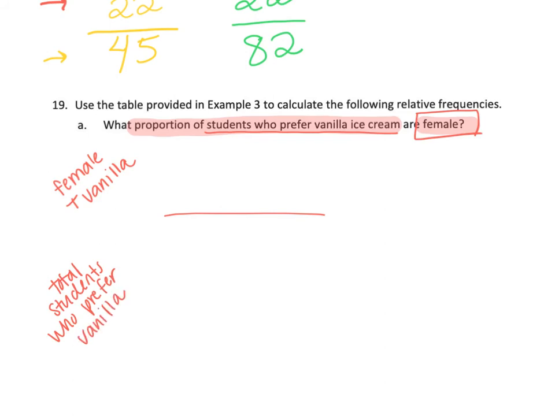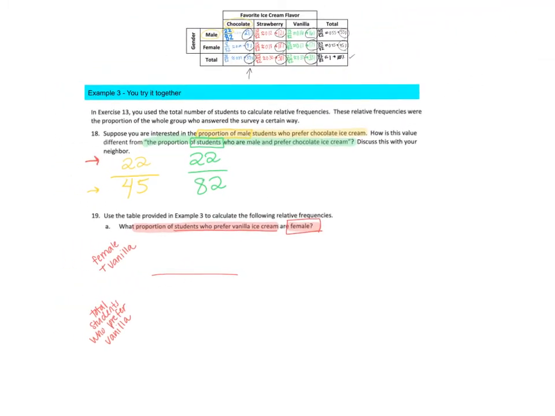Okay? And this is how we're going to calculate this relative frequency. So female and vanilla. We're looking at our female category up here and our vanilla category. How many females who liked vanilla are there? There are 14. Okay? And how many total students prefer vanilla? Well, there were a total of 27 students who liked vanilla. So this is the relative frequency that we're going to find.